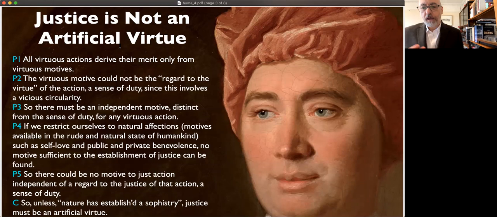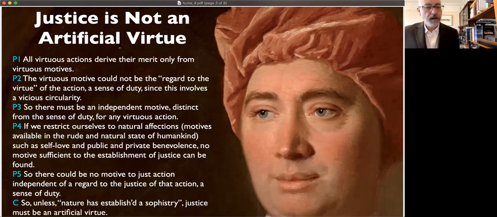Treatise 3.2.1 is dedicated to establishing this negative case. Now, the overall structure of Hume's argument is relatively clear. I've got it up here on the slide for you. Although it's going to be controversial how to exactly interpret certain transitions in that argument. So let me just very briefly go through this.